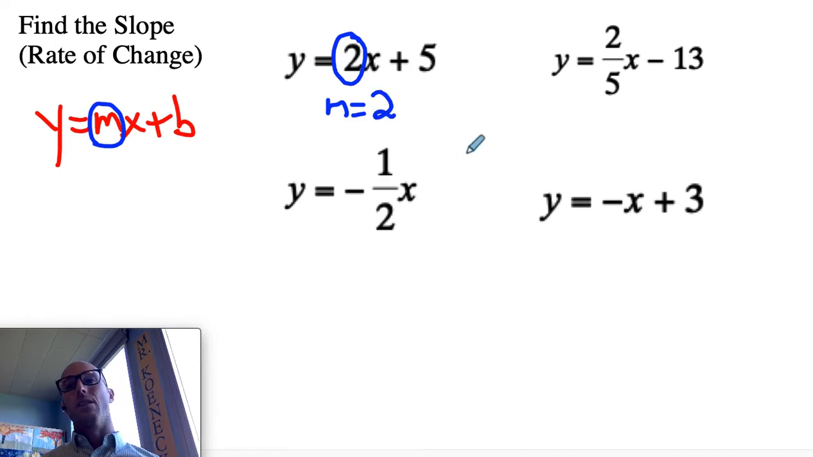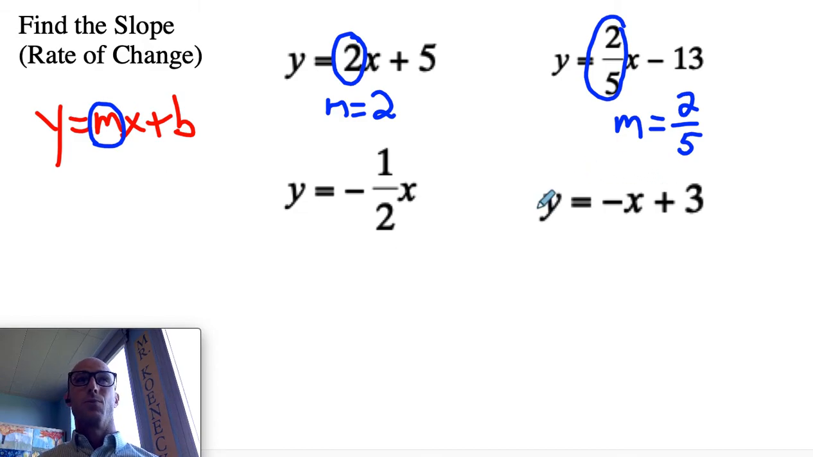M equals 2. That's my slope, or my rate of change. This value right here is multiplying my input. So my slope is 2/5. Really easy to pick it out of an equation. That's why we call this slope-intercept form, because we can see the slope straight out. We can also see the intercept, which we're going to talk about later.